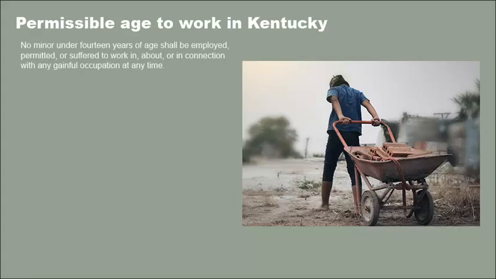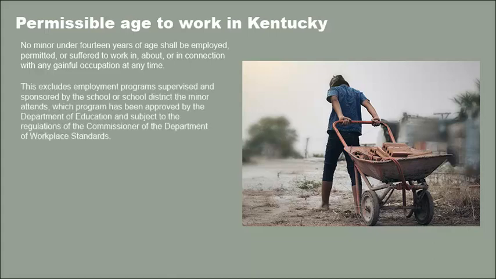No minor under 14 years of age shall be employed, permitted, or suffered to work in, about, or in connection with any gainful occupation at any time. This excludes employment programs supervised and sponsored by the school or school district that the minor attends, which program has been approved by the Department of Education and subject to the regulations of the Commissioner of the Department of Workplace Standards. Also, Kentucky does not require work permits for minors.